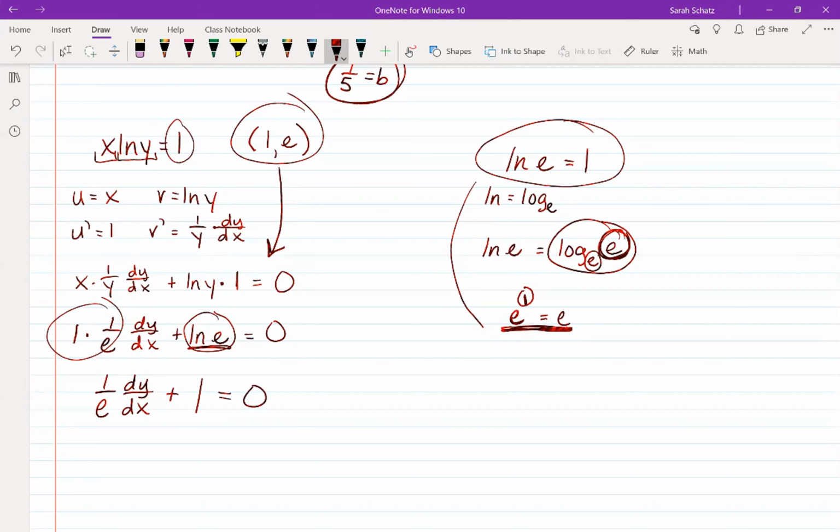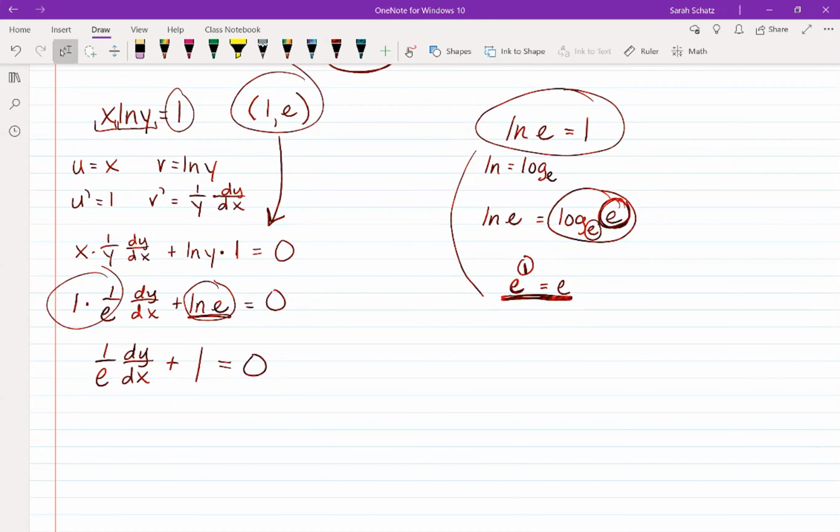And then I get equals 0. So you guys, this is one of those facts, like remembering when you raise something to the 0 power, it equals 1. This is another fact you want to remember. And then from here, it's pretty easy to solve for dy dx. Let's subtract 1 on both sides. Then I have 1 over e dy dx equals -1.